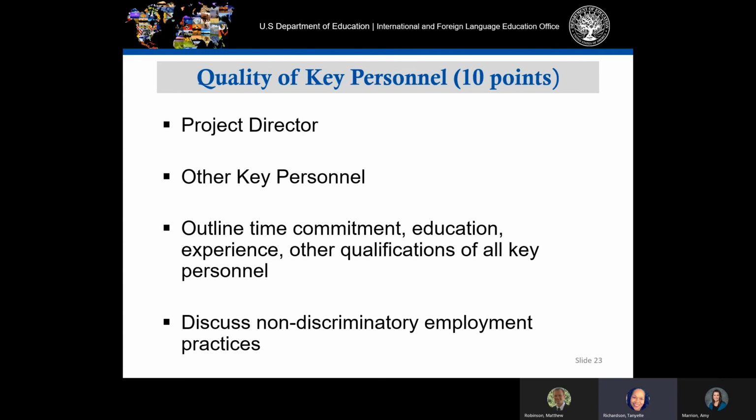Quality of key personnel. Here is where you talk about the actual personnel involved in the grant, worth 10 points. Applicants should address the qualifications of the project director, which include their academic training and field expertise. If they are specializing in a particular world area, it should align. If you are a project director, you should have experience in the world area you're targeting, for example. Any kind of background in program administration, all those things can be explained in this section.